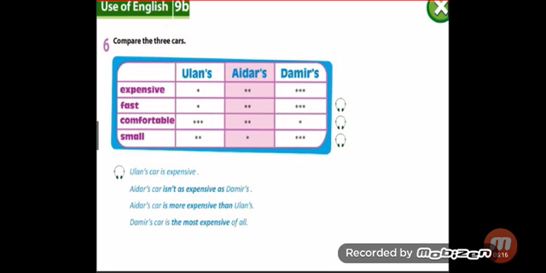You have to make the sentence using these examples. Ulan's car is expensive. Aydar's car isn't as expensive as Damir's. Aydar's car is more expensive than Ulan's. Damir's car is the most expensive of all.